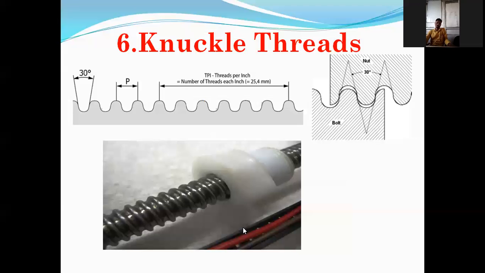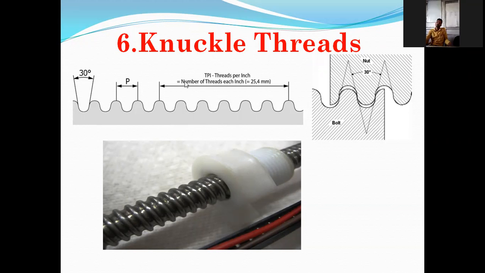And the last one is the knuckle thread. What is the idea or reason behind the knuckle thread? Such threads are there for metal components. Is it correct or wrong? Wrong. Such threads are there for plastic components, and it is the smoothest, we will say. The profile is very smooth.